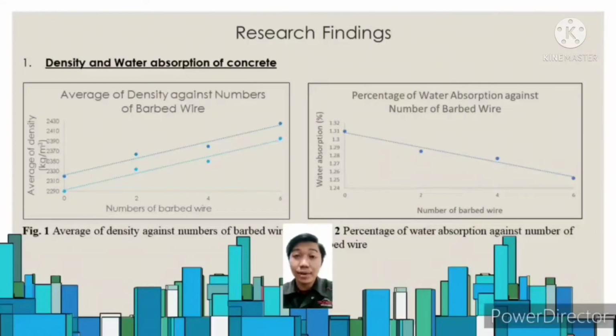In our research findings, the results show that the density and water absorption graphs both had low values before and high values after, due to the water absorption by the beam specimens causing both density and weight of the beam specimens to increase. The percentage of water absorption from 0 barbed wire until 6 barbed wire is decreasing due to the increase of density.